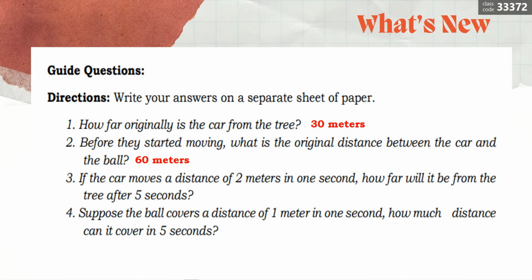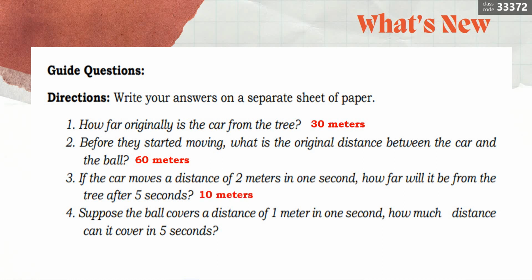Number 3. If the car moves a distance of 2 meters in 1 second, how far will it be from the tree after 5 seconds? Okay, so just multiply 5 and 2. So we have 10 meters.